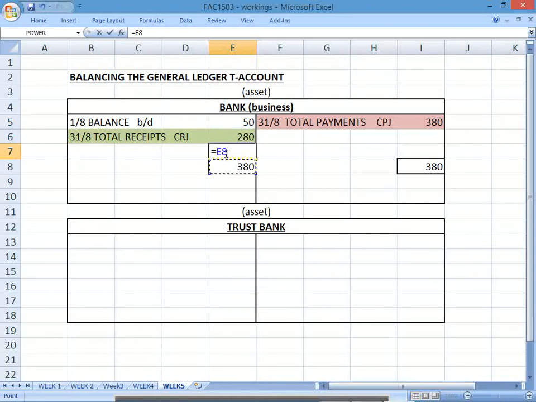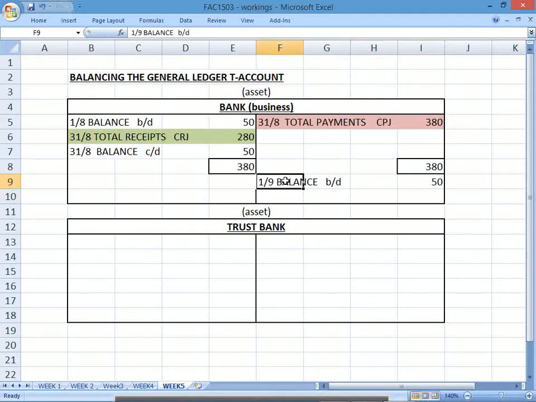The 380 minus the 280 minus the 50 gives you 50 again. So that gave us 50. That would have been carried down. Balance carried down. And then you would have brought down a balance for September 1st or the 9th, balance brought down. And that would have been the 50 Rand here that you would have brought down.